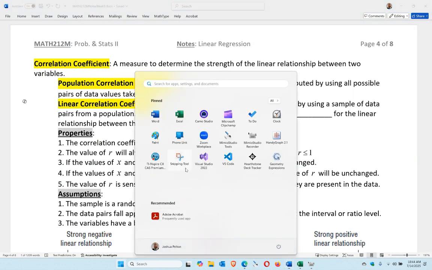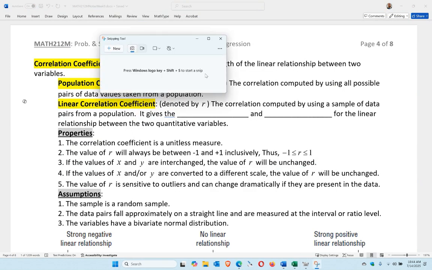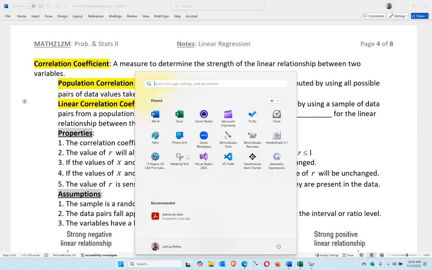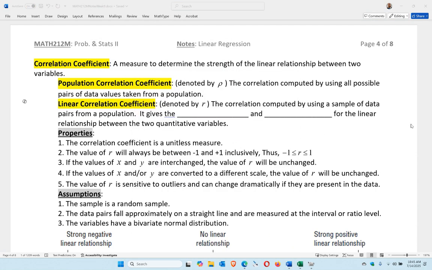So, oops, let me get the snipping tool here. Nope, not the snipping tool. I need the tool. There we go. Different tool.